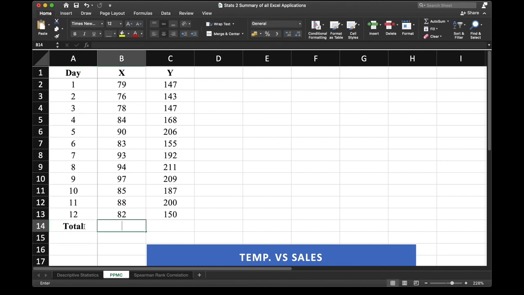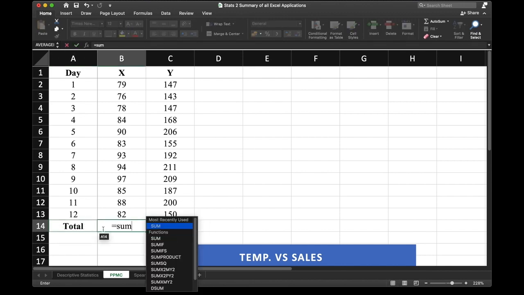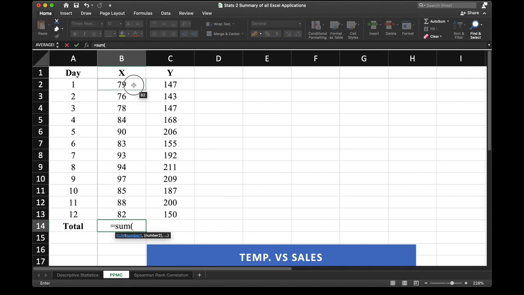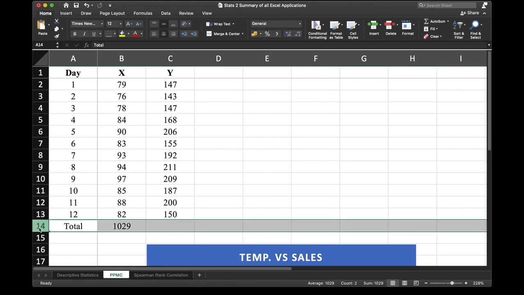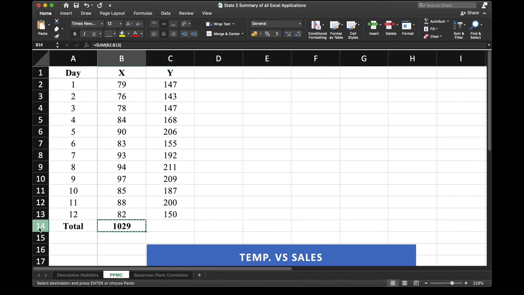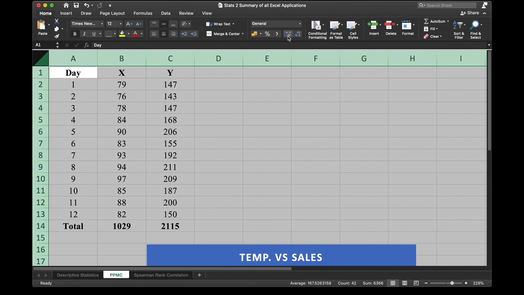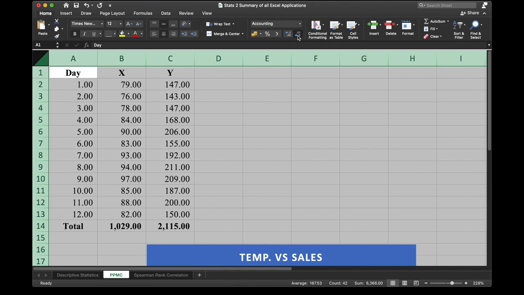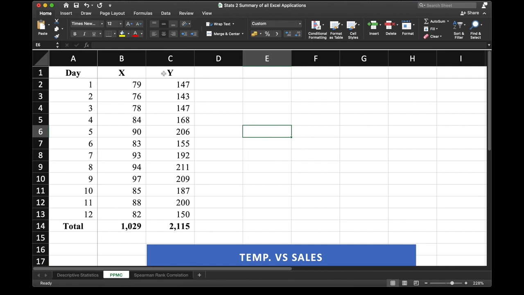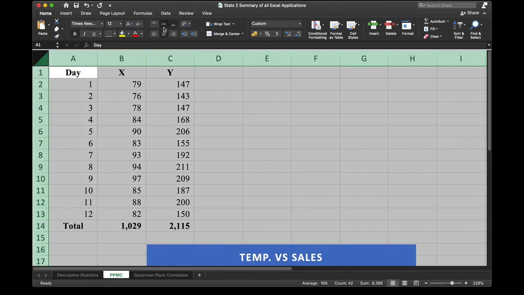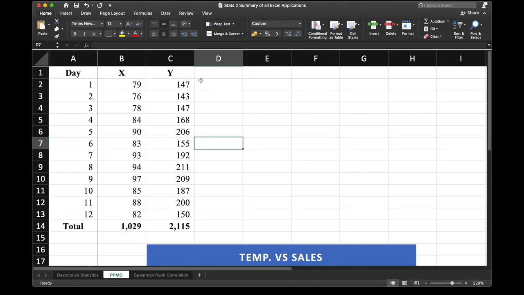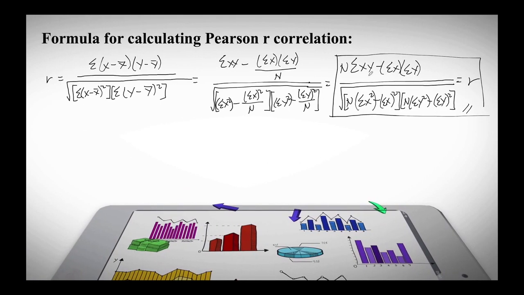For the summation, basically it is just the sum. Use the formula sum. Then highlight all your data and enter. So, basically this is the summation of x. Copy-paste na lang natin yung formula for the y. This will be now the summation of y. Let's have the 2 decimal places. Rather, wala na lang. Pare-pareho. Okay.